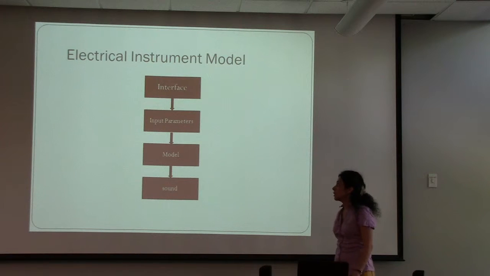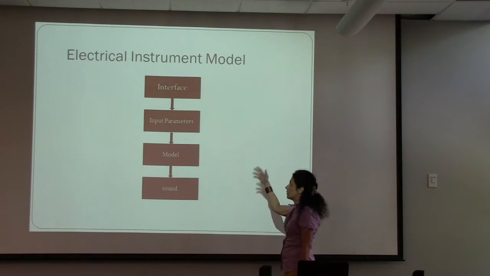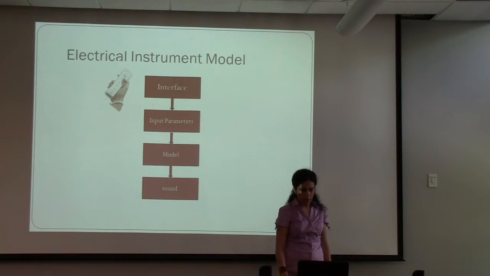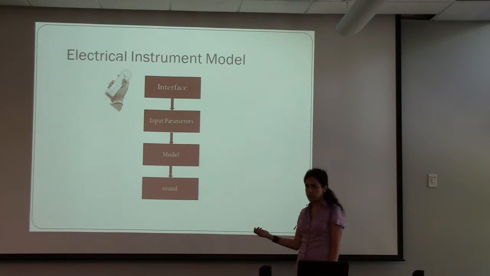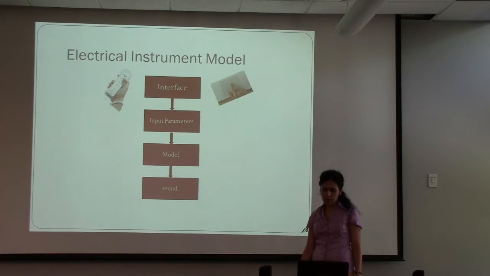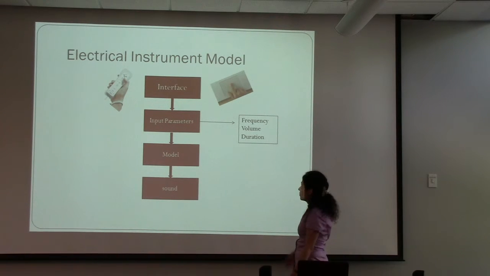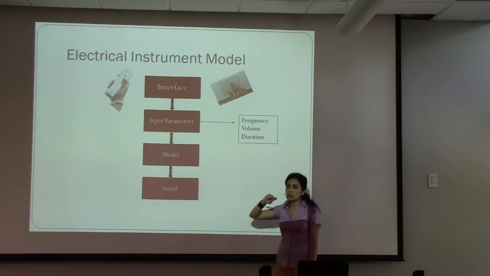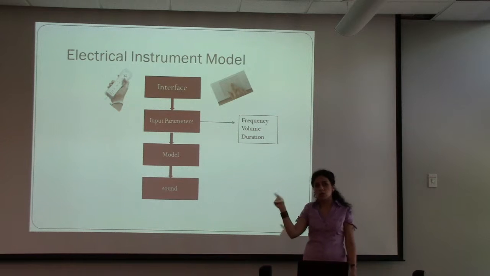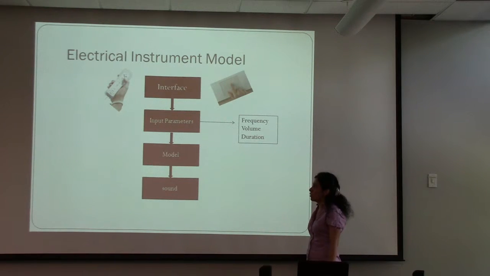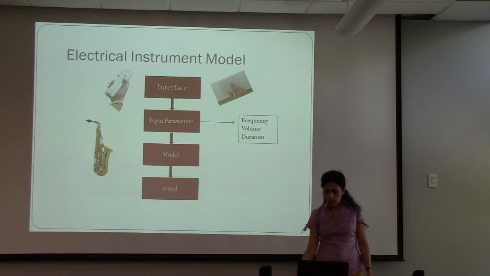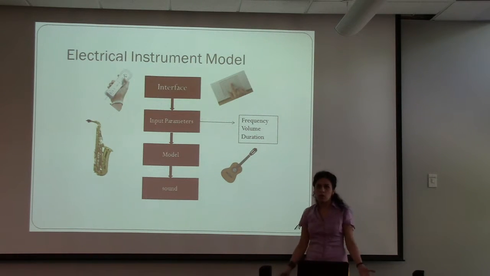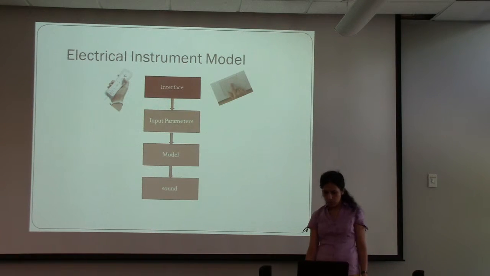If you consider an electrical musical instrument as this chart, you have an interface. It can be something like a remote controller, like a Wii controller, or a touchpad. Then we have some parameters like frequency, volume, duration. Those interfaces match to the parameters. So you might have a slider, and by changing it, you can set the frequency or volume. Then we have a model of instruments, saxophone, guitar, piano, anything you can imagine. And then we have the sound. Now I want to talk about the interface.